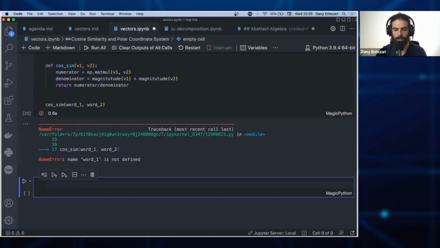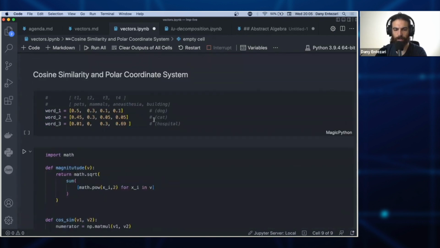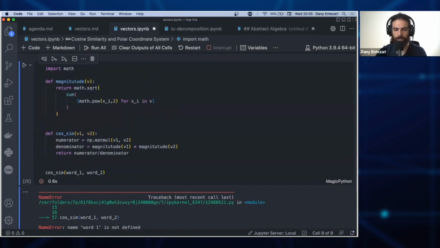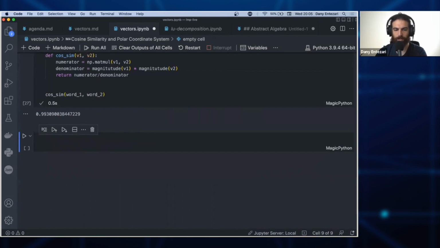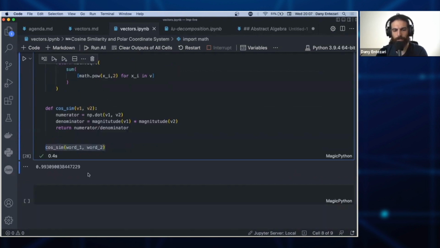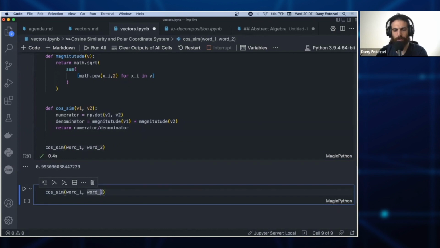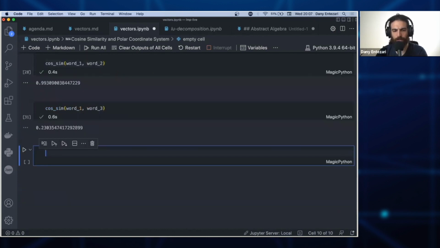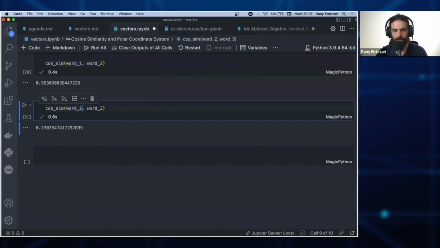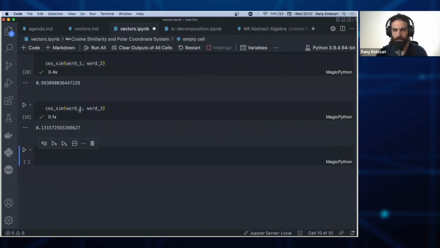If I run this, it tells me it's undefined. Let me run this again. Run that. We get, well, it's almost 1. Let's look at the cosine similarity of word 1 and word 3. I can see it's a smaller number. So they are not relevant. What about word 2 and word 3? Yeah, still not as high as these two.